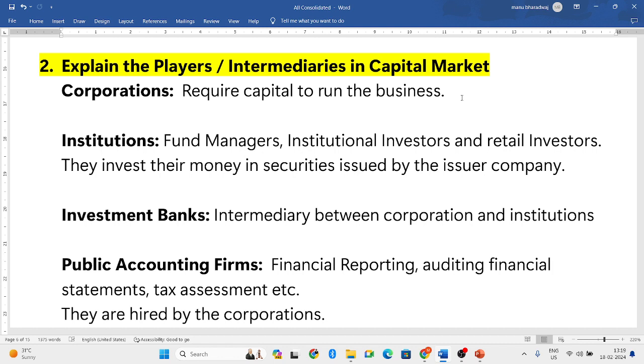So first one is corporations. Corporations are the institutions which require money. So corporations ಯಾರಿಗೆ capital ಬೇಕಾಗಿರುತ್ತೋ ಅವರು corporations ಆಗಿರ್ತಾರೆ. These corporations will issue the securities. ಇವರೆಲ್ಲ ಸೆಕ್ಯೂರಿಟೀಸ್, ಶೇರ್ಸು, ಡಿಬೆಂಚರ್ಸು, ಬಾಂಡ್ಸು ಈ ಕಾರ್ಪೊರೇಷನ್ಸ್ಗಳು ಇಶ್ಯೂ ಮಾಡ್ತಾರೆ. ಇವ್ರನ್ನ ಇಶ್ಯೂಯರ್ಸ್ ಅಂತ ಕೂಡ ಕರಿತೀವಿ.